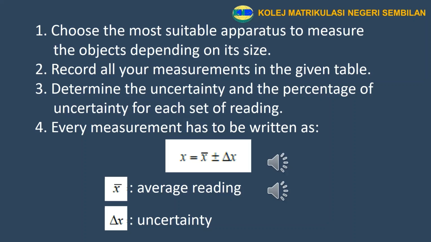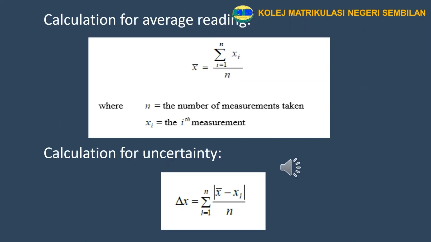Number 4. Write the quantity of every measurement as X equals X bar plus minus delta X, where X bar is representing average reading, delta X is representing uncertainty. The formula to calculate the average reading and the uncertainty are as shown.